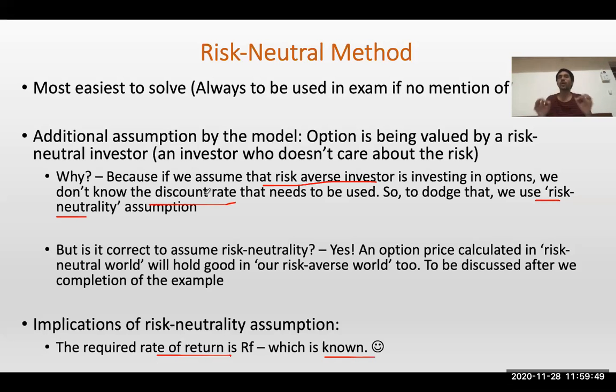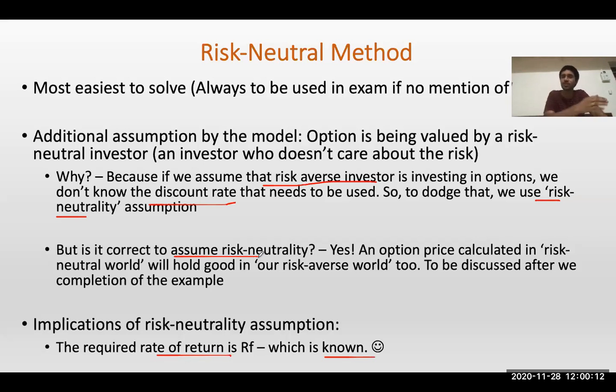Okay. So the required rate of return for a risk neutral investor is the risk-free rate. Is it correct to actually assume risk neutrality? Because like I said, the marketplace is actually full of risk averse investors, right? So if I go and buy an option, I know that the future cash flow is uncertain. So my required rate of return is actually not going to be the risk-free rate.